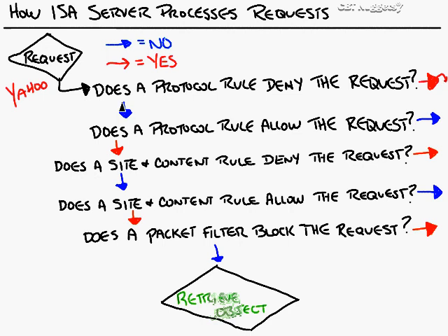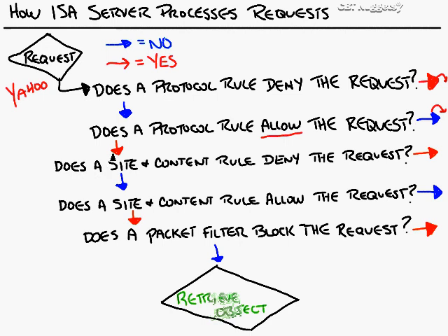But if it's not explicitly denied, look at this next one. Does a protocol rule allow the request? So if it does not explicitly allow the request, we're falling off the edge of the screen. We're denied. So we need to have some sort of allow statement in there because, get this, by default, ISA server will block anything that you do not explicitly allow.